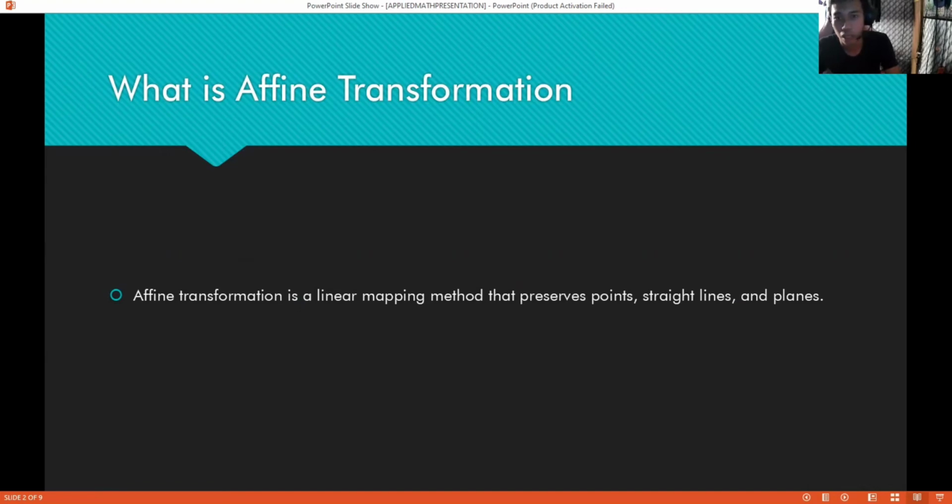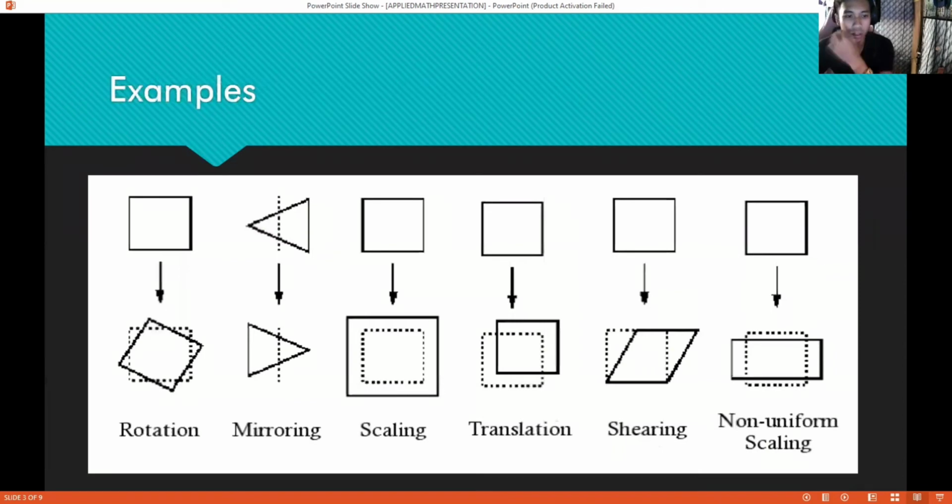I have here a lot of examples, like rotation. Rotation is a method where you only rotate an object. Also mirroring, scaling, translation, shearing, and uniform scaling. So we have here six examples of what affine transformation is.